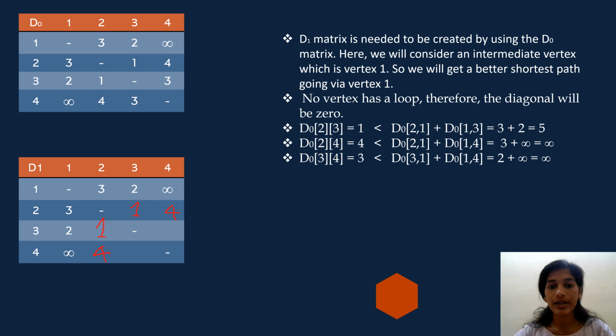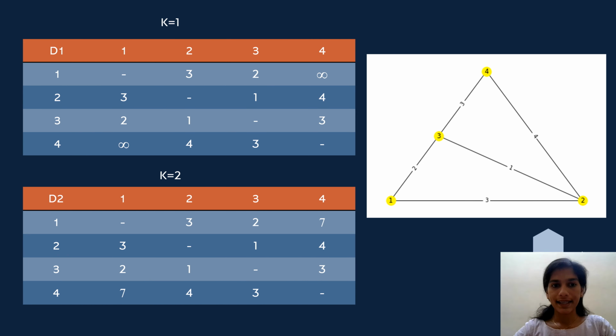In the similar way we compute D1 of 3,4. D0 of 3,4 is 3 in the above matrix, and then we look at D0 of 3,1, which is 2, and D0 of 1,4, which is infinity. Adding an infinite value again gives infinity. So between 3 and infinity, the minimum is 3. So we place 3 here and here also 3. So we get the D1 matrix. This is how we do the algorithm.